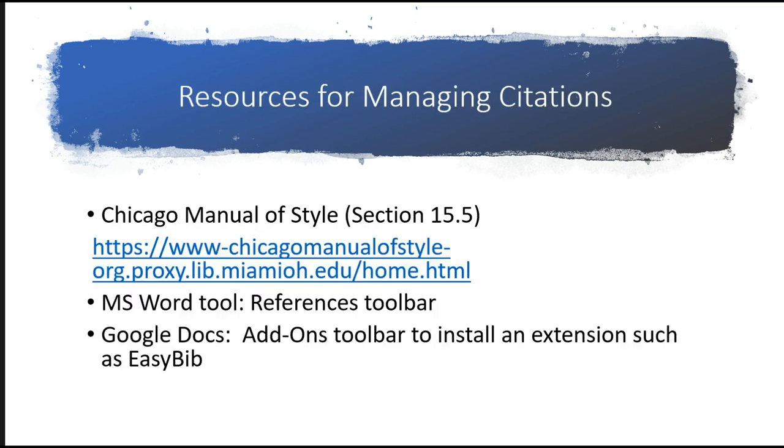The Chicago Manual of Style provides a complete list of styles for different types of publications, from books to journal articles and even videos. You can access this online through Miami Libraries. You'll have to log into Miami to use this resource. Also, you can try using the reference toolbar in Microsoft Word or install an add-on such as EasyBib to Google Docs. I provide links to these resources below.